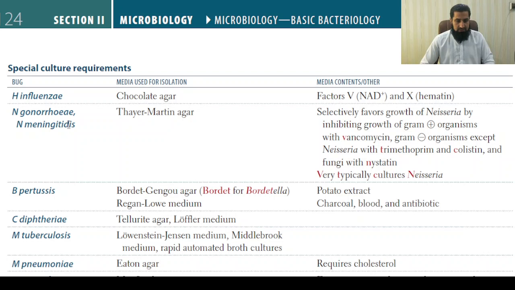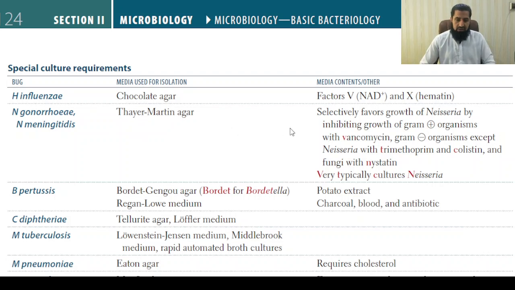Other bugs are Neisseria gonorrhoeae and Neisseria meningitidis. The medium required for these is Thayer-Martin agar, which selectively favors growth of Neisseria by inhibiting gram-positive organisms with vancomycin, gram-negative organisms except Neisseria with trimethoprim and colistin, and fungi with nystatin.